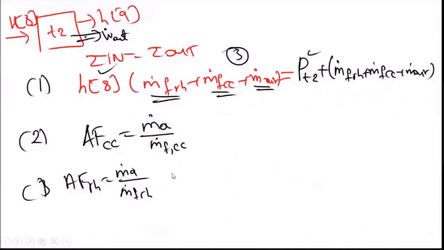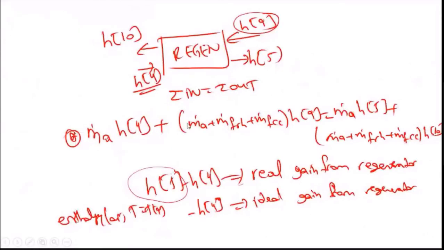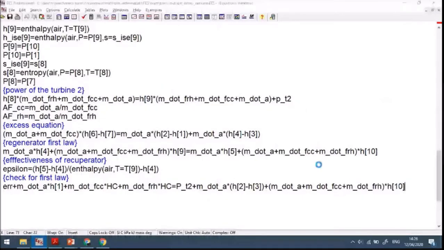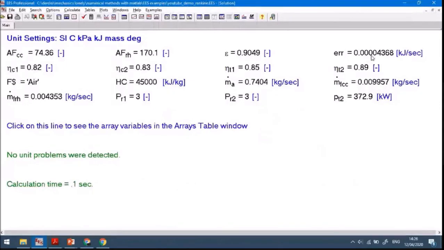So I'll go back to the slides for the regenerator part. It's okay, I have not added this part. Good. So now let's run it again. We have the error which is 0.00004. So that's okay. That means that energy is conserved. No problem.